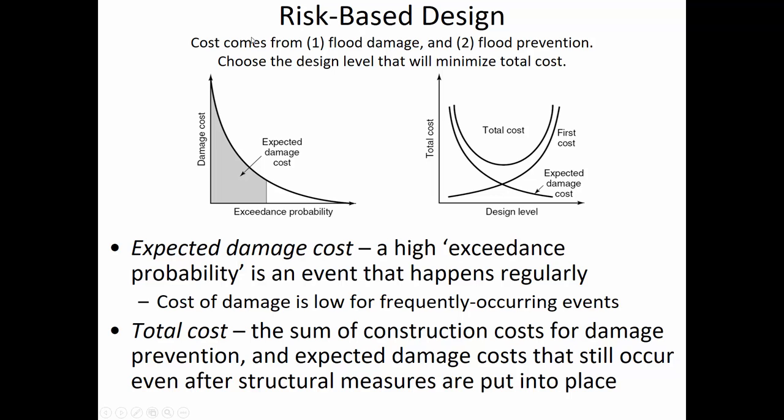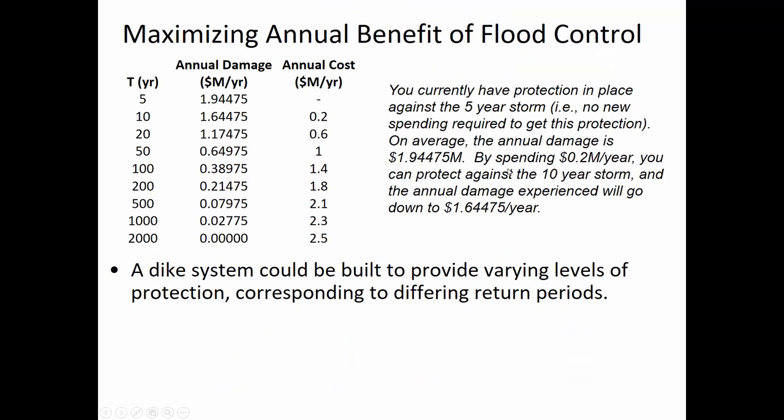You need to balance that with structural measures. You want to balance not providing too much protection, where the first costs overwhelm the damage, but trying to balance the two together to minimize the risk. Okay, now this is another example that comes from the book, but it takes a lot of staring to figure out what they are talking about in this data table that's provided.